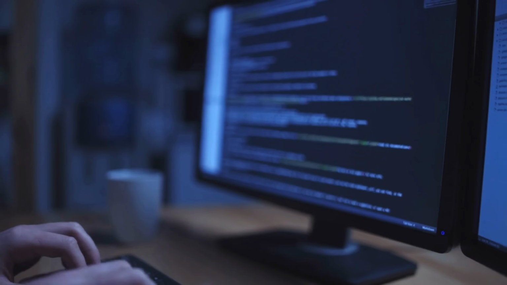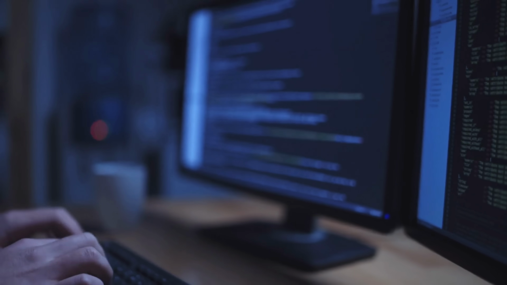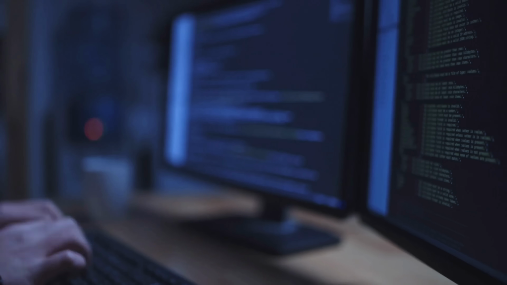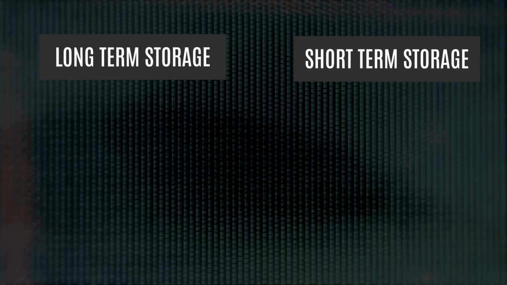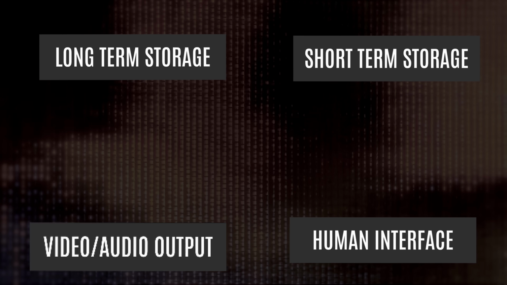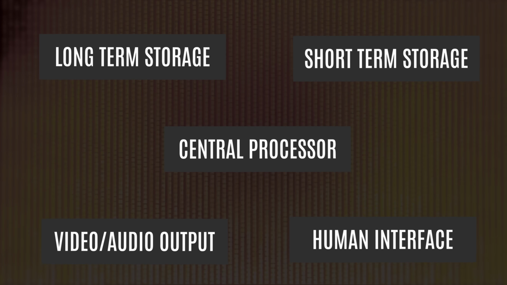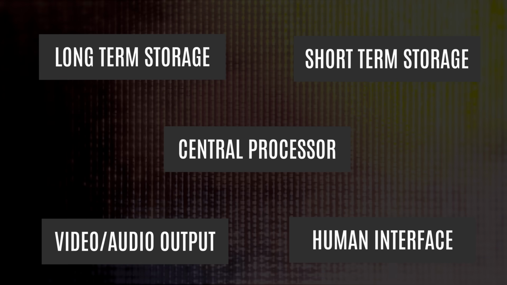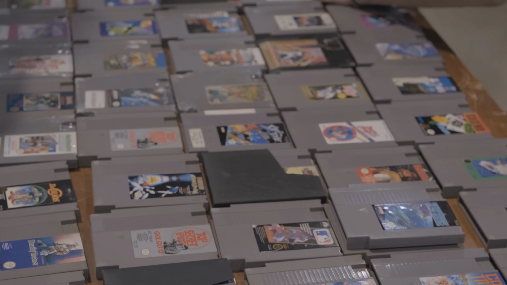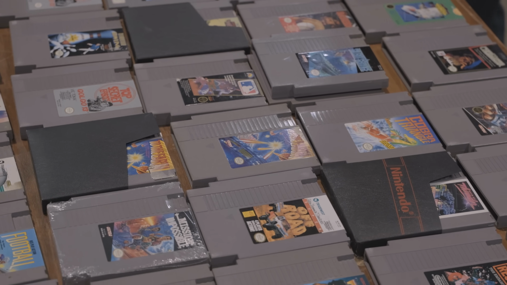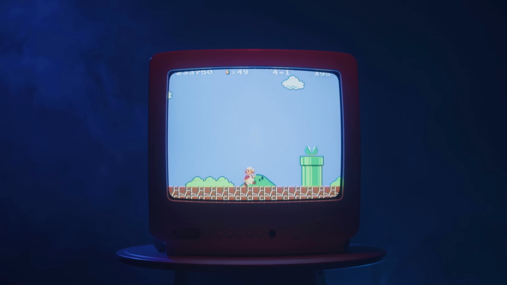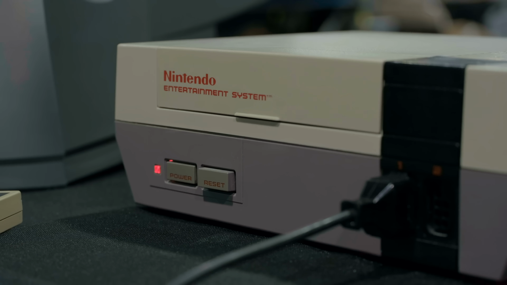Before we answer that question, we need to start with the basics. A computer is a miraculous little machine, generally made up of smaller components that work together to process input and turn it into output. At its most basic level, computers generally include long-term storage, short-term storage, some kind of human interface, visual and audio output, and a central processing unit that orchestrates all of these pieces. In the case of the NES, for example, the cartridge would be the long-term storage, the RAM would be the short-term memory, the controller would be the human interface, the TV would be the audio and video output, and the Zilog Z80 would be the CPU.